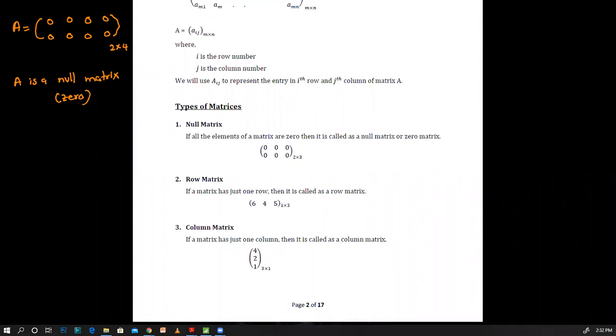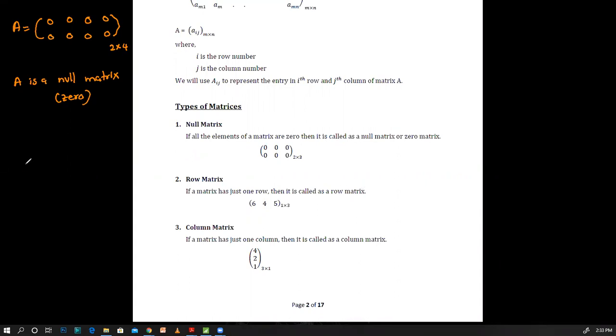The next type of matrices is said to be the row matrix. If you are having a matrix, a matrix is said to be a rectangular array of numbers. Then, if you are having only one row for the matrix you are considering, such a matrix is said to be a row matrix. Then we can have this example.